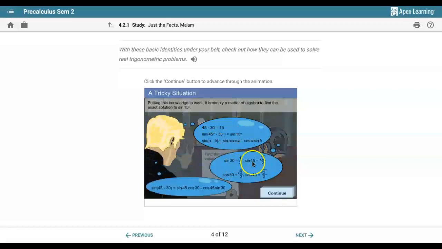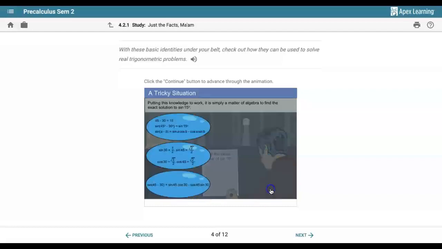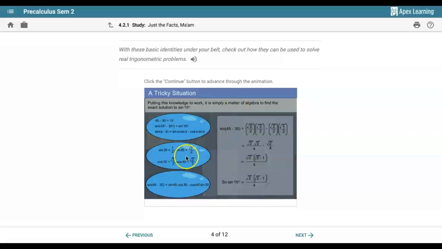And since we know those values, we can just plug them into our new expression here. Again, if I walk you through this process, we replaced our angles and we got this equation right here. Well, we know that sine of 45 is square root of 2 over 2. We know that cosine of 30 is square root of 3 over 2. So all we do is plug in these values for angles that we already know, and it gives us this simplified expression.